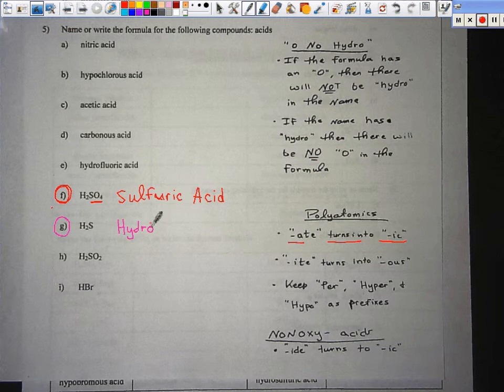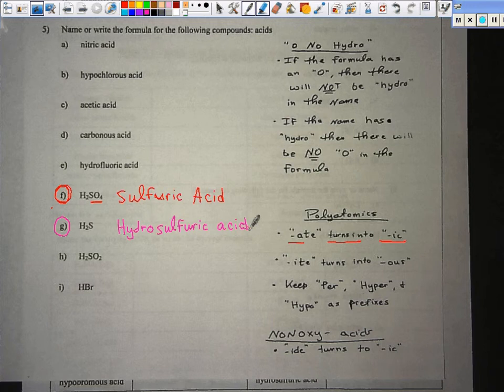I'm not going to be blatantly rude about that. I get that you're trying to name an acid, and if it has hydro, I know, but I would like for you to write the word acid.